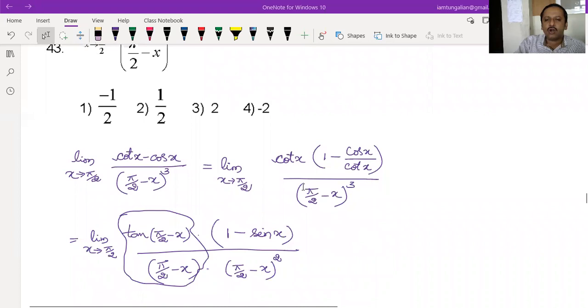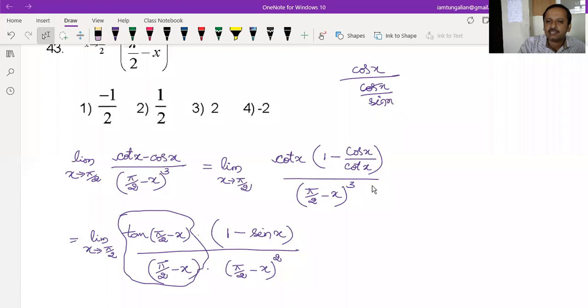Then cot x, I am writing that as tan pi by 2 minus x. Cot x can be written as tan 90 minus theta. Tan pi by 2 minus x into 1 minus cos x by cot x. Cos x divided by cot x can be written as cos x by sin x, so this cos x gets cancelled, this sin x will go up. So 1 minus sin x divided by pi by 2 minus x whole cube is there. Pi by 2 minus x into pi by 2 minus x whole square I have written.